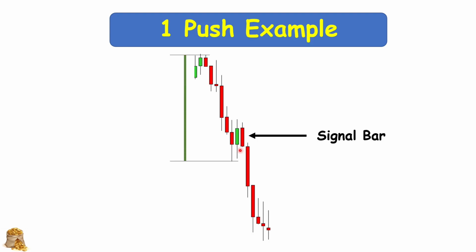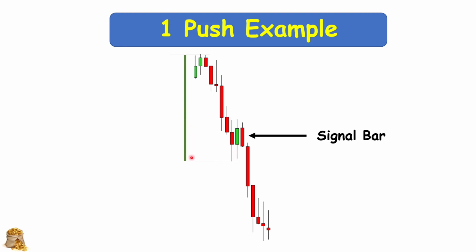You measure from the top of the start of the trend. In this case, we measure at the top of the first bear bar rather than the top of this bull bar. And then we measure down until the last bear bar at the bottom here. This is the measured move.